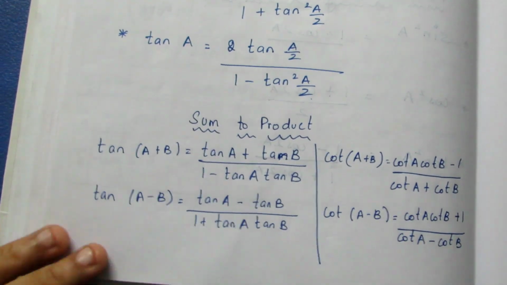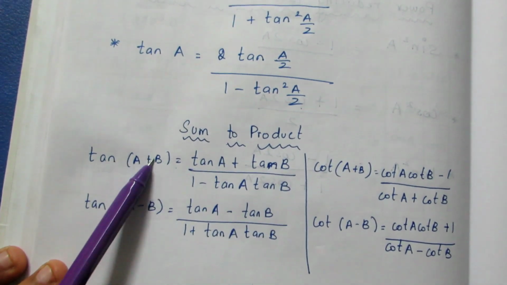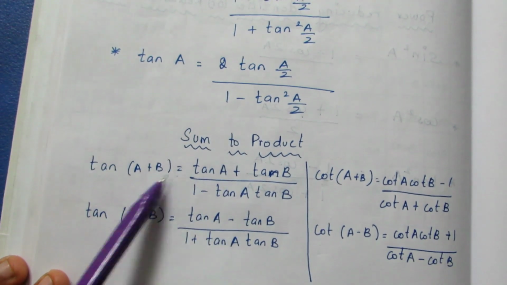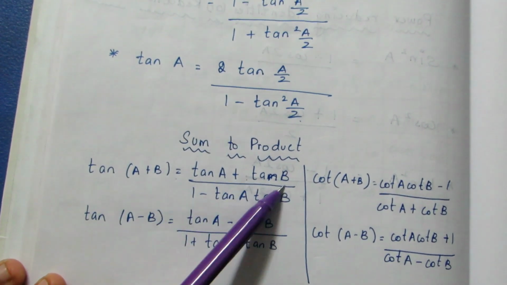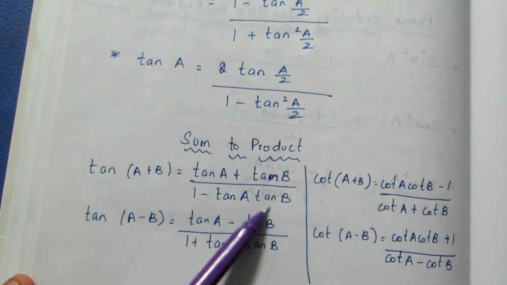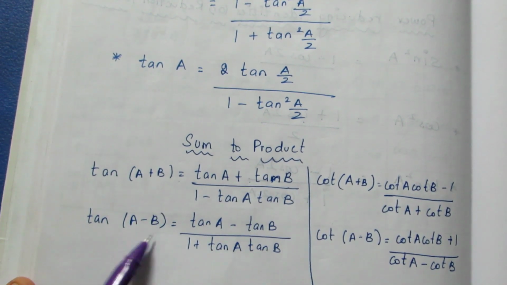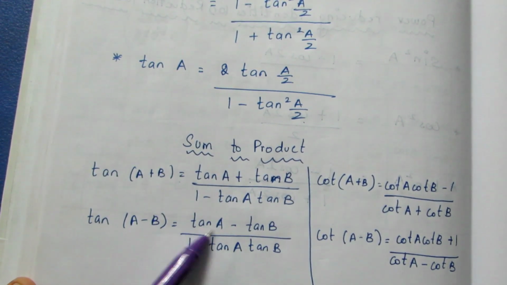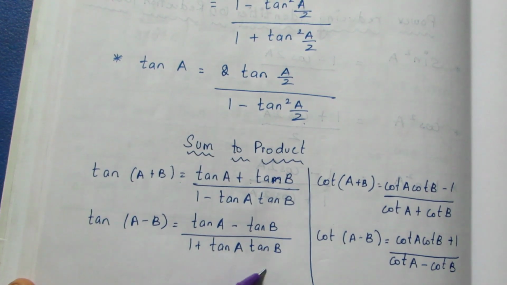For tan and cot, tan(A plus B) equal to, in the same way, we need to put the same sign on the top. So tan(A plus B) equals tan A plus tan B by 1 minus tan A into tan B. Now tan(A minus B) equals tan A minus tan B by 1 plus tan A tan B.